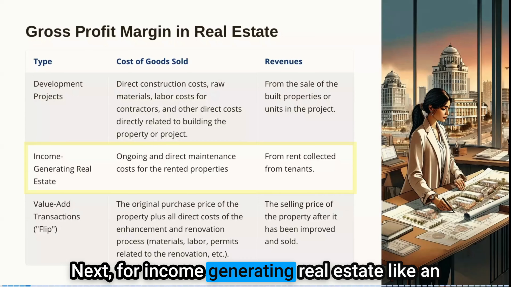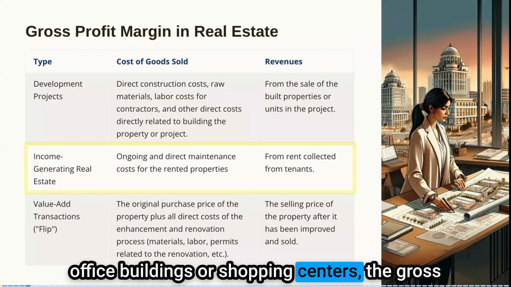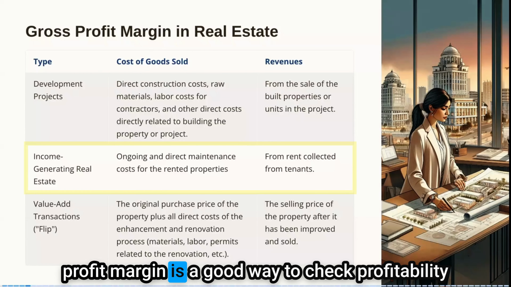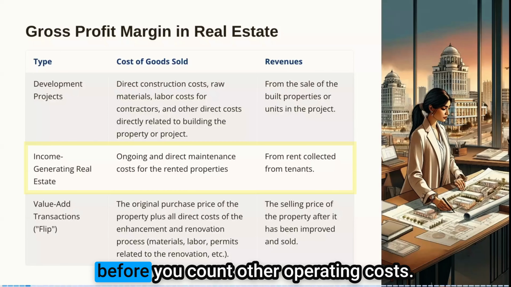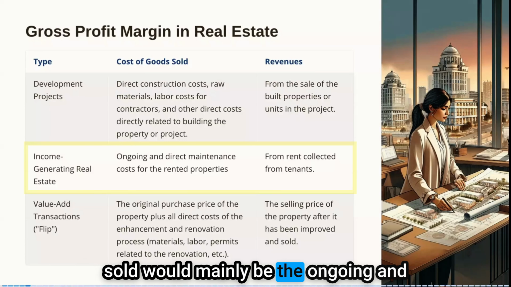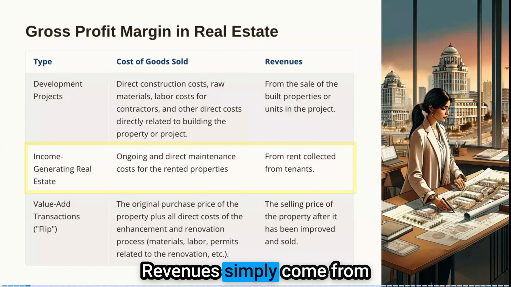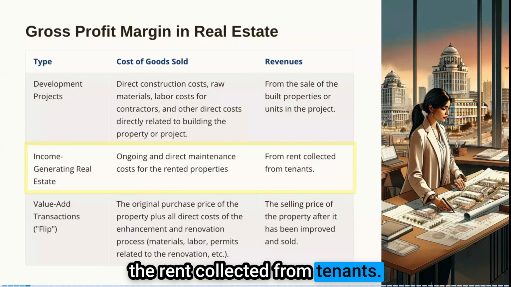Next, for income-generating real estate, like an Airbnb apartment or bigger properties such as office buildings or shopping centers, the gross profit margin is a good way to check profitability before you count other operating costs. In this situation, what we call cost of goods sold would mainly be the ongoing and direct maintenance costs for the properties. Revenues simply come from the rent collected from tenants.